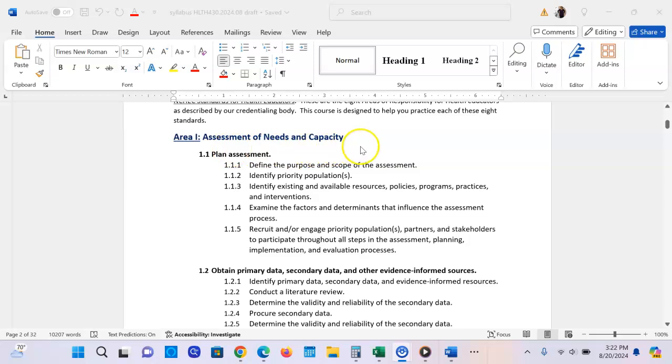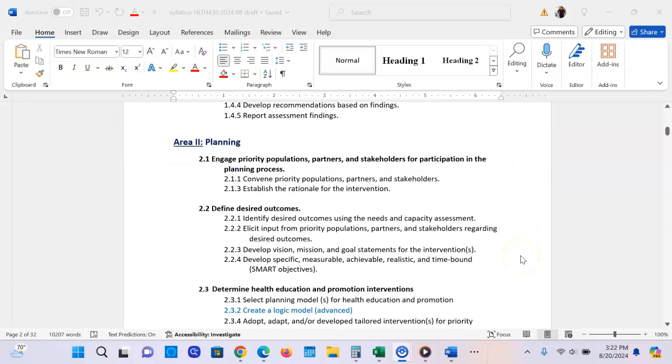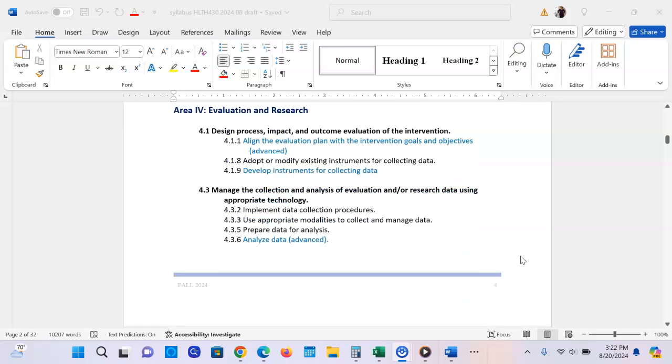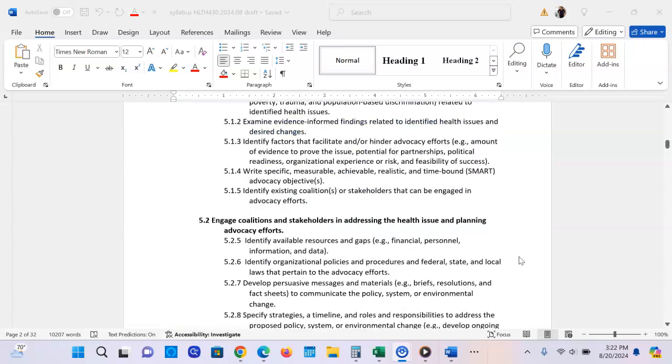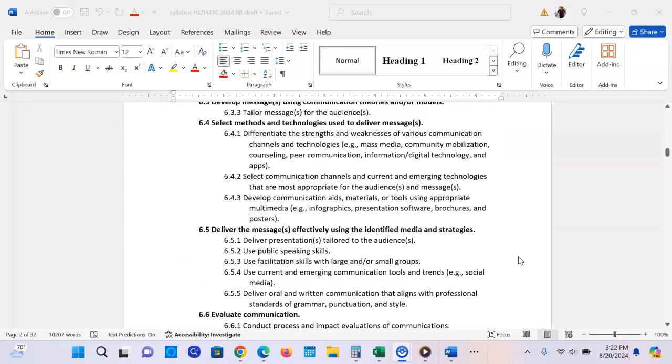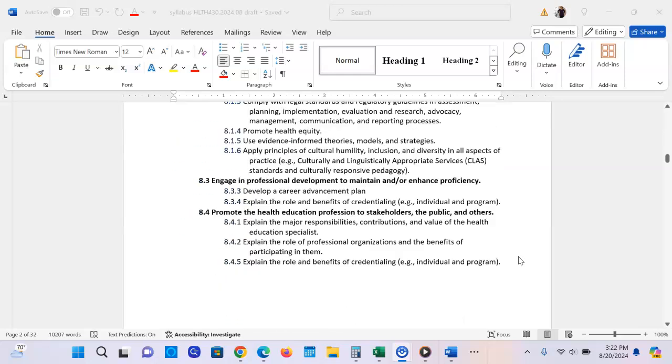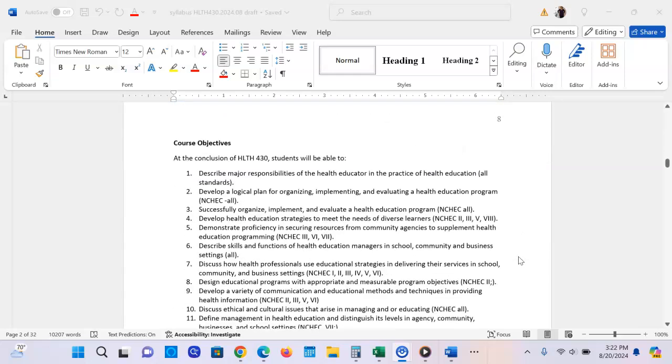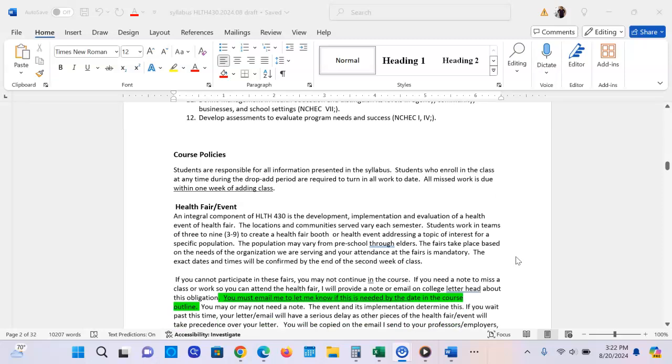These are areas of responsibility for becoming a health education specialist, and so this course also helps prepare you for the CHES exam. So these are items that you would need to study. These are things covered in our class that are on the exam for you, if you choose to take the exam. Then we have course objectives and course policies. So I'm just going to talk briefly about everything.